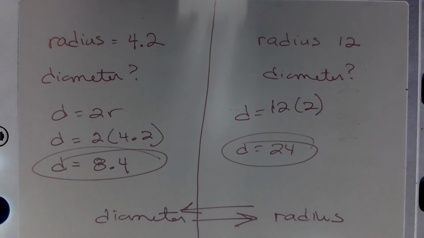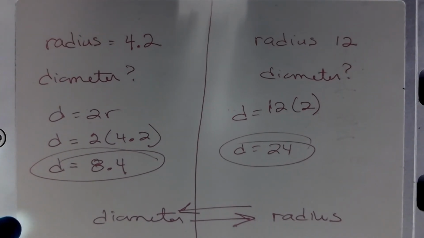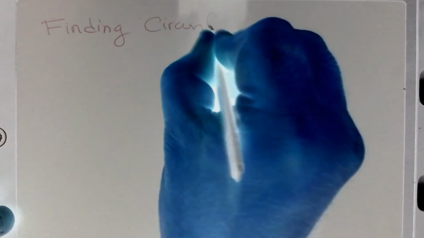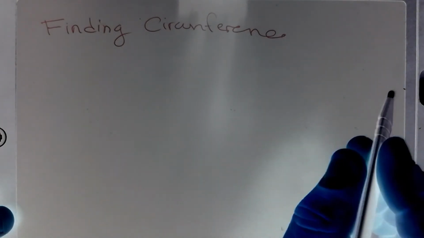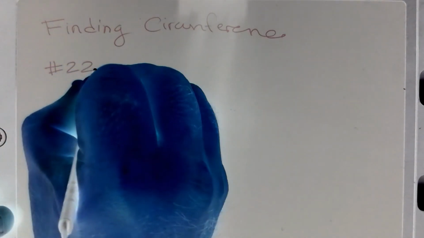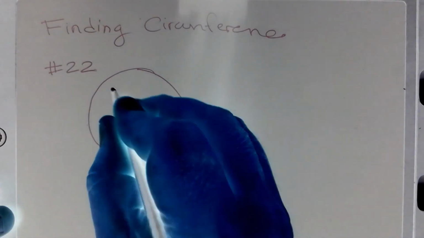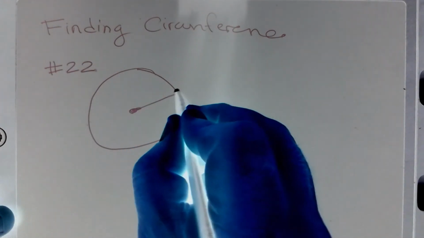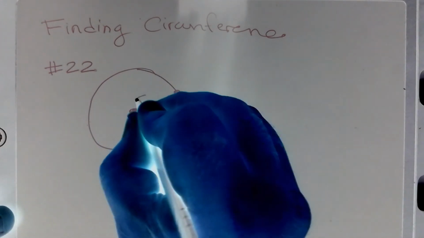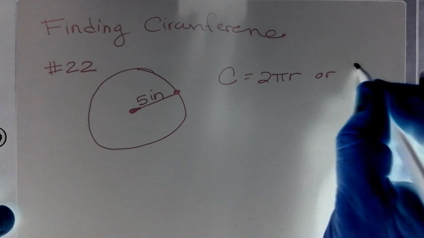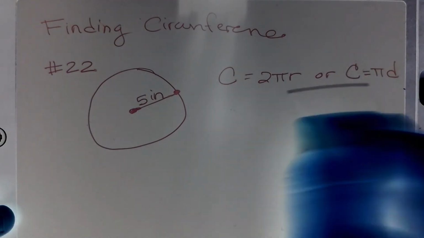Correct? Alright. So now let's actually find the circumference. Ready? Let's take a look at number 22. We have the following circle. We have the center, and we're going to a given point on the circle. This is 5 inches here. So if we find the circumference, remember the two formulas: circumference is equal to 2 pi r, or circumference is equal to pi d. Both of these are correct.